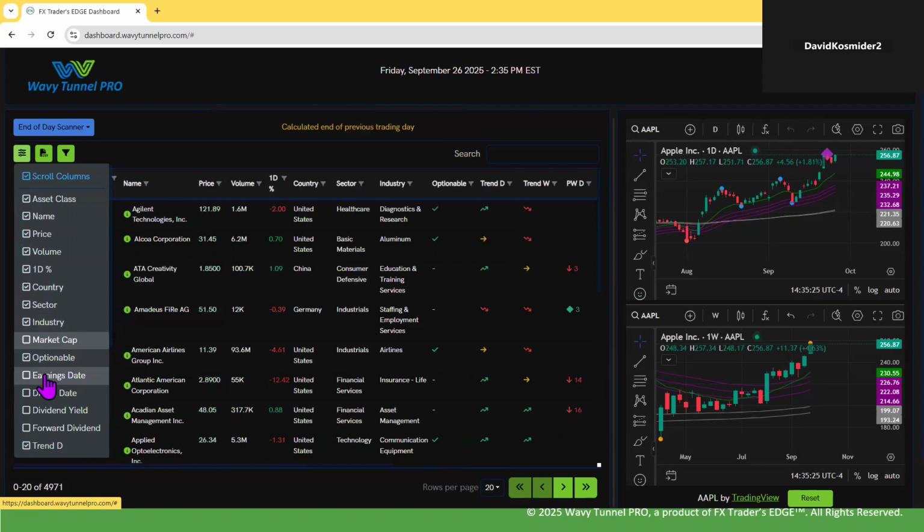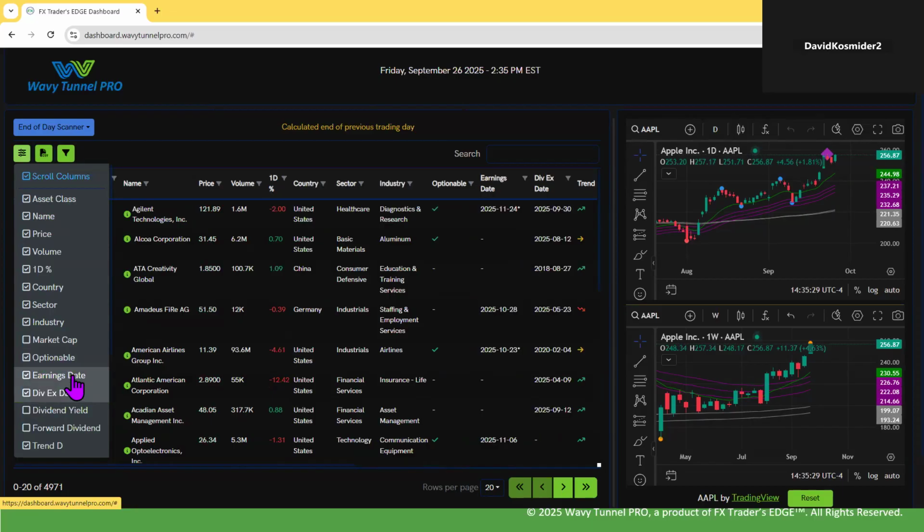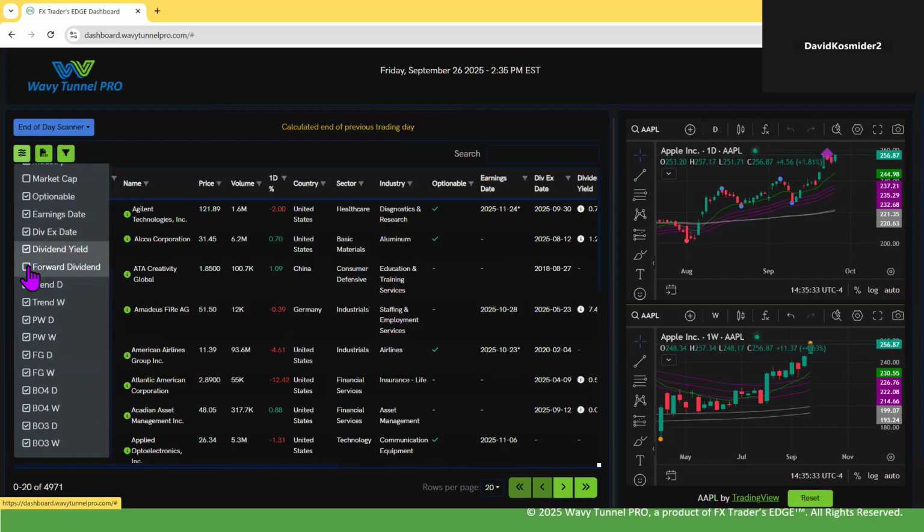Market cap, that's my dog barking. Optionable, earnings date, ex-dividend date, dividend yield, and forward dividend. And then we have all of the Wavy Tunnel trades that we just went over. Okay, we didn't talk about trend daily and trend weekly. I'll tell you about that in a minute. That's a great filter that I use.